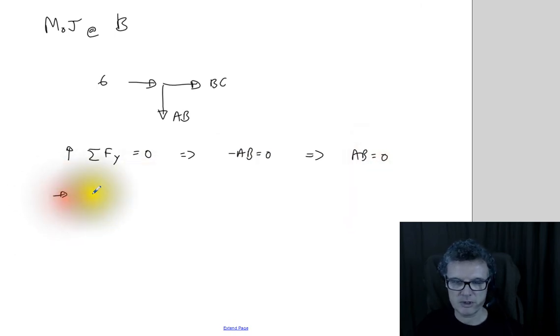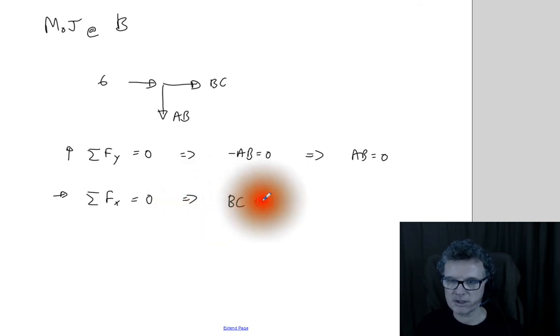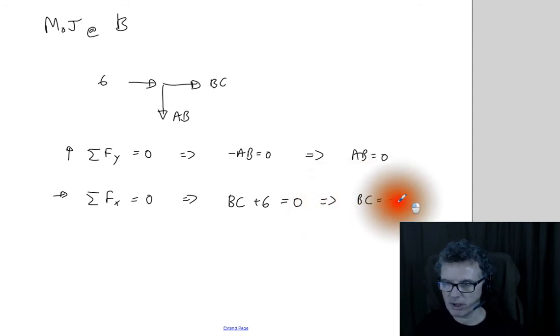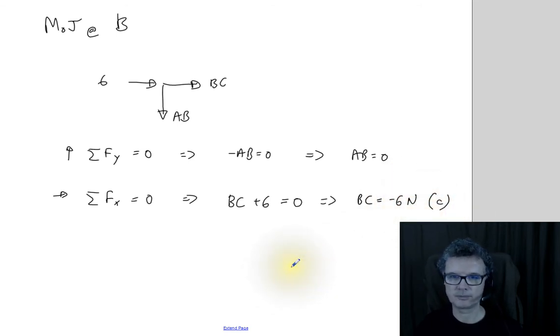Now let's sum up forces in the x direction. So therefore I'm going to now have BC plus 6 equals 0. So we're going to have that BC equals minus 6 newtons. It's in compression.